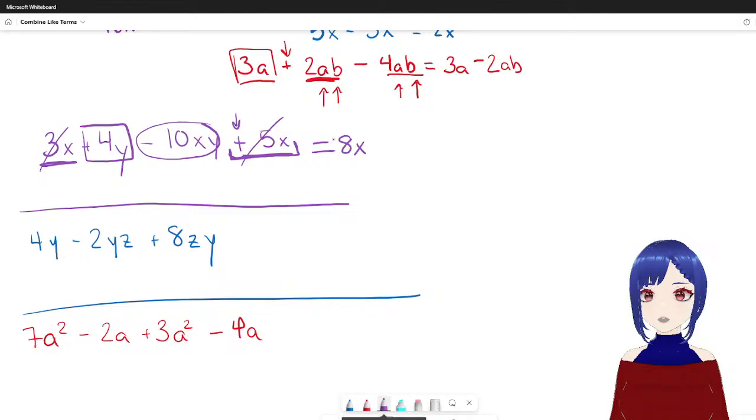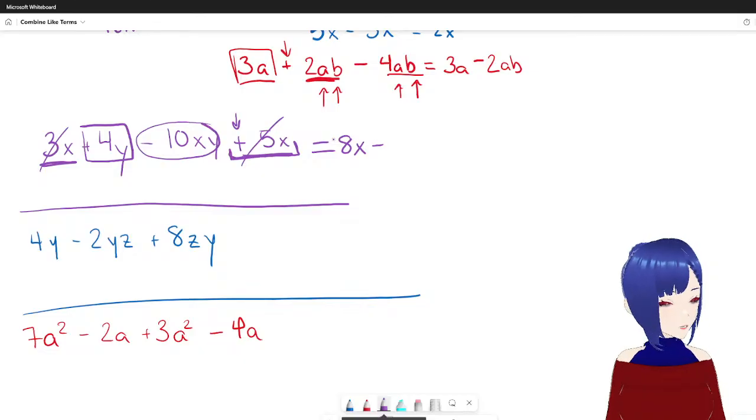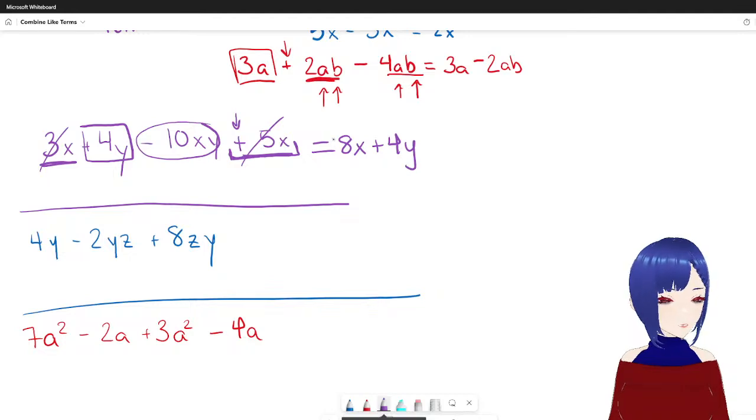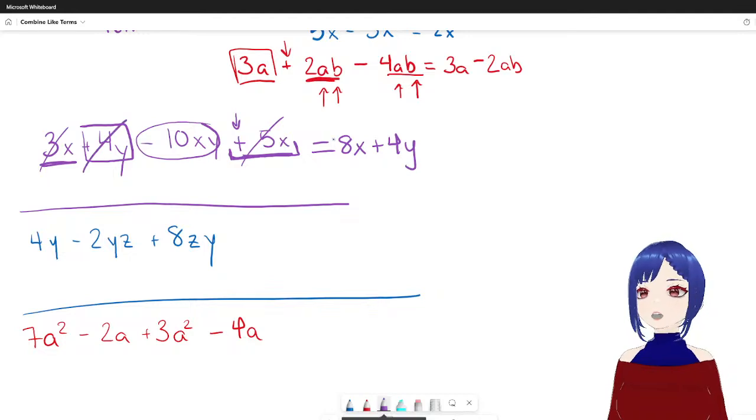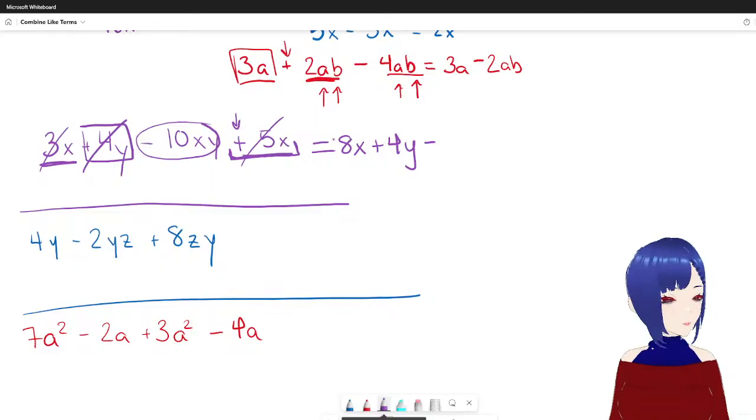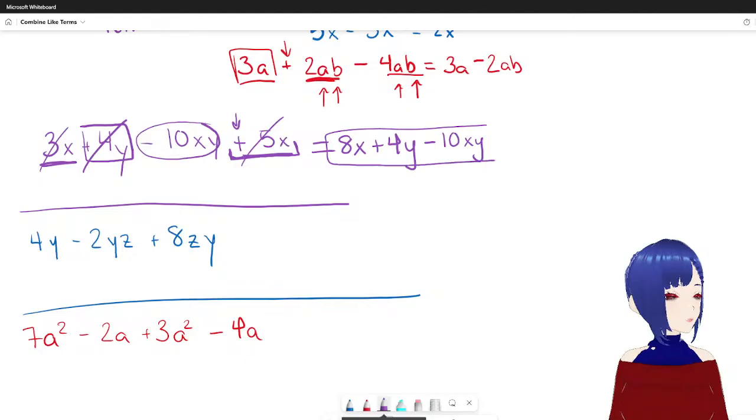Then we have plus 4y. So that 4y is the only one, so it's not going to change, so we can just copy it over. We're done with it. And then minus 10xy. So the 10xy is also the only one, so we just copy it over. And now that we have all of those, that would be our answer.